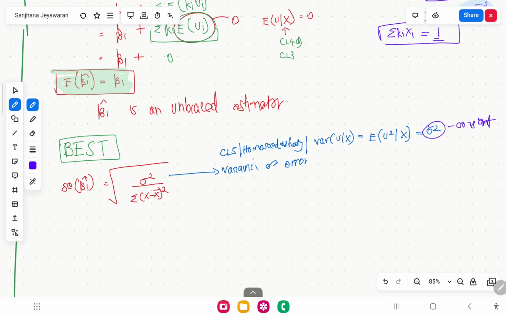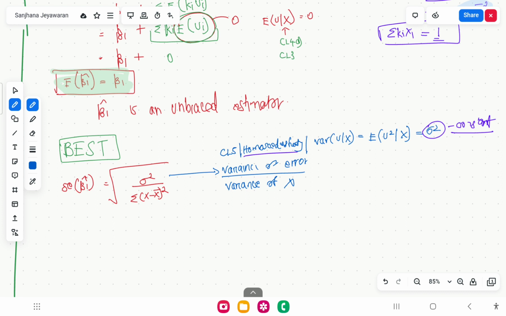Homoscedasticity means variance is constant. So the variance of error over here, we put it as sigma square. That is how we got that sigma square. Then we divide the variance of error by the variance of x, that is, x minus x bar square. So this is how we get the standard error of beta 1.